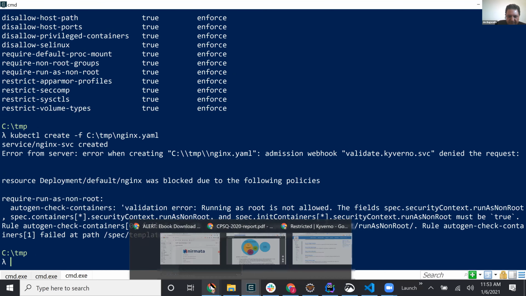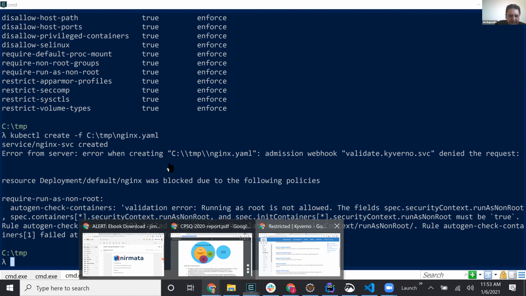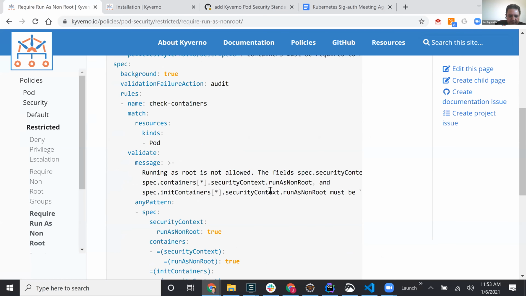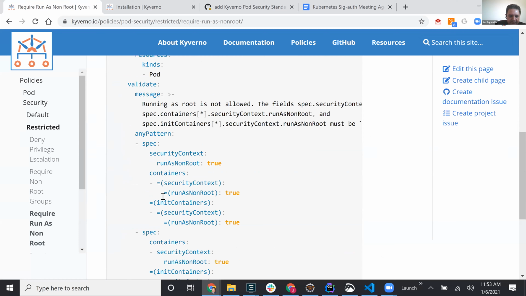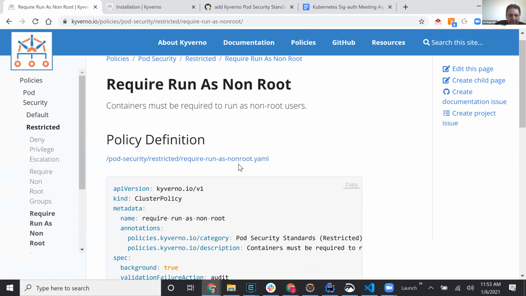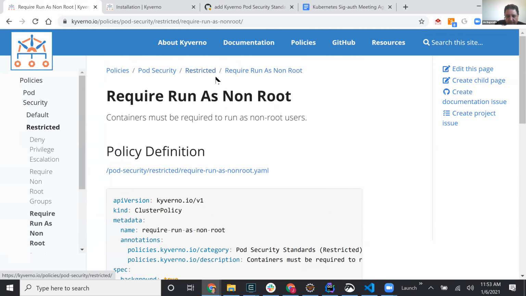And just for reference, I'll show what the policy looks like. If we go back into Kyverno, in the docs, we have this policy documented. The way this reads is it's a bit of a decoration on the YAML: if there's a security context and if runAsNonRoot is there, then it needs to be set to true, right? And there are variations to catch all of the different cases. I just wanted to demonstrate this and show what's available.